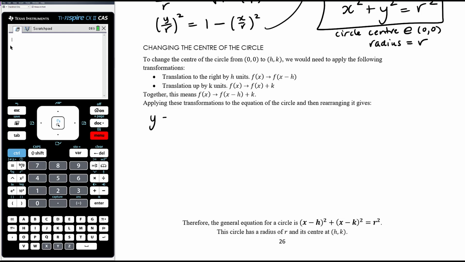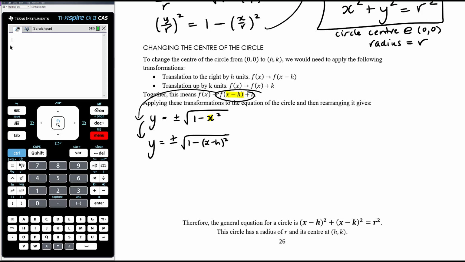So if originally our circle is plus or minus the square root of 1 minus x squared, once we do these transformations we're replacing the x values with x minus h. So it's going to be plus or minus the square root of 1 minus (x minus h) all squared. And on the end, after the function, outside of the square root, we're adding on k.